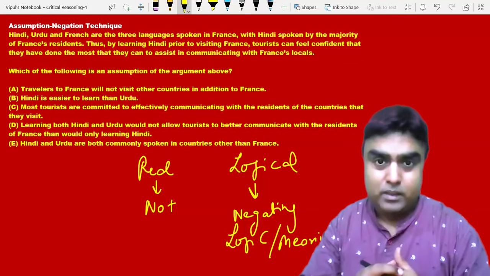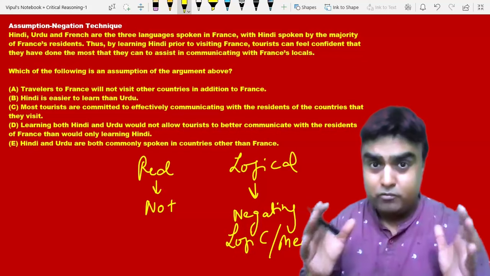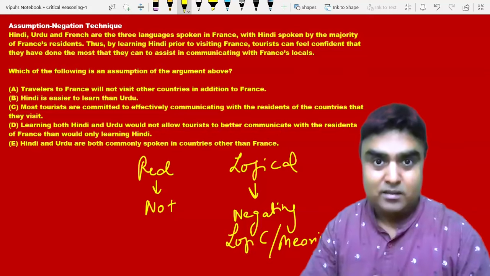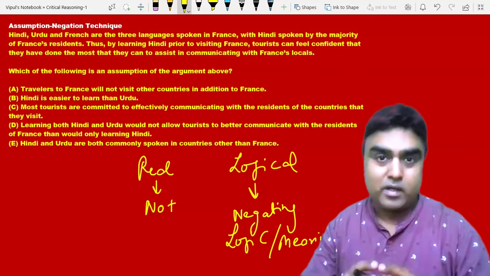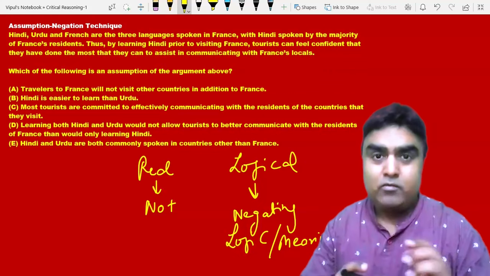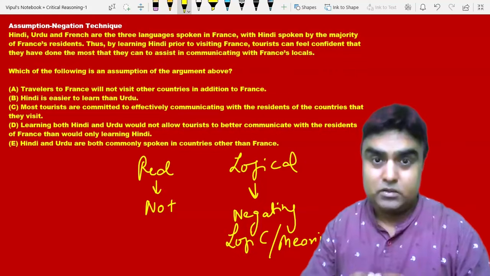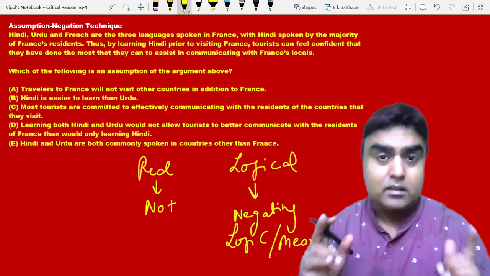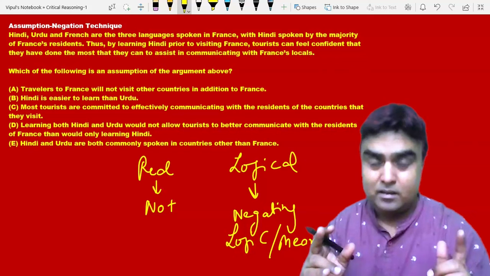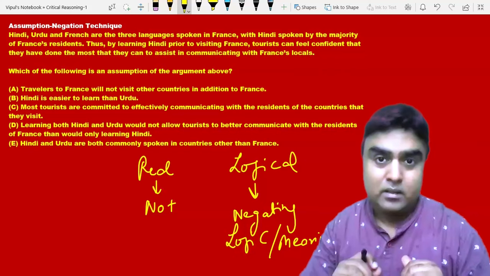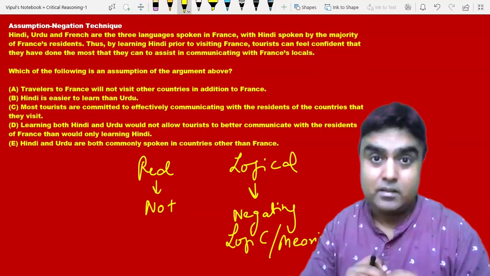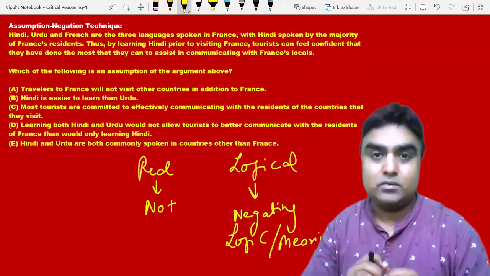So the point I'm just trying to make is, this is also a very favorite topic of an examiner. They know how you negate, and they know then how to critique. So whenever you're negating a statement in the assumption-based family of questions and critical reasoning, always negate the logic or the meaning and not the statement. Then you will be able to mark the right answer. When the examiner is aware, they will use that trick against you.